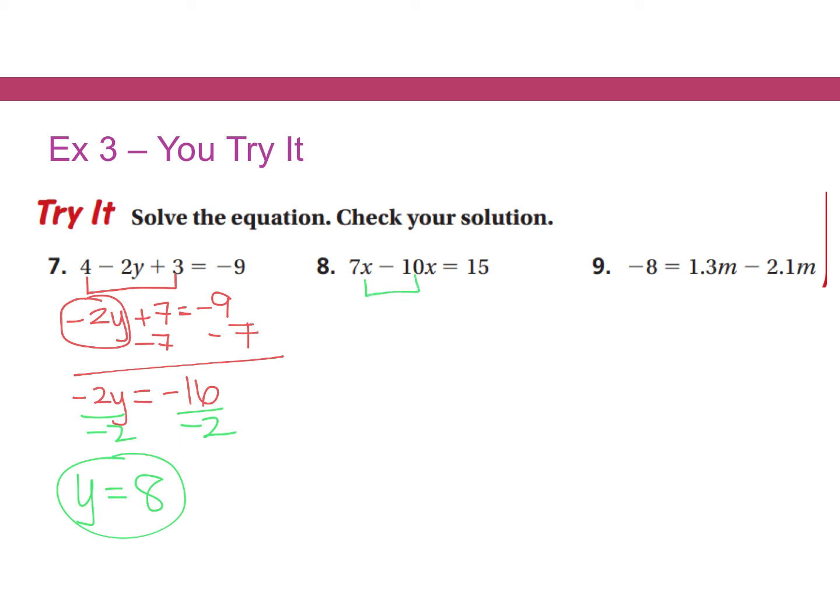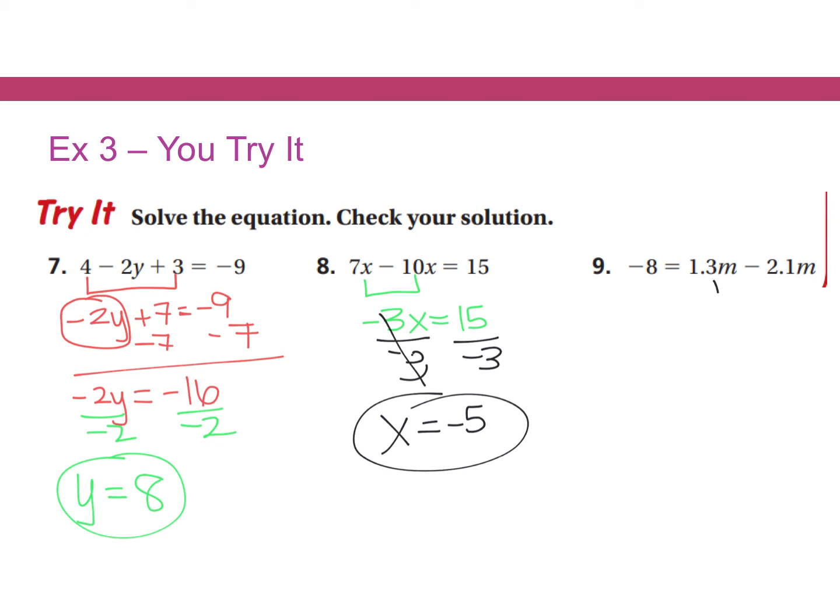Number 8, I can combine 7x and negative 10x. That gives me a negative 3x equals 15. I can go ahead and divide both sides by a negative 3. And then I'm left with x equals a negative 5.